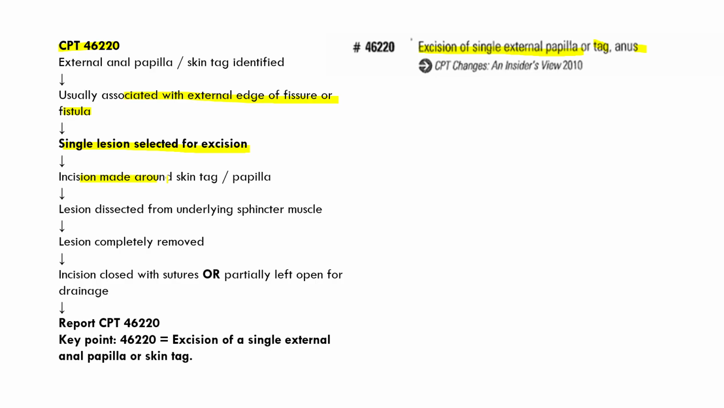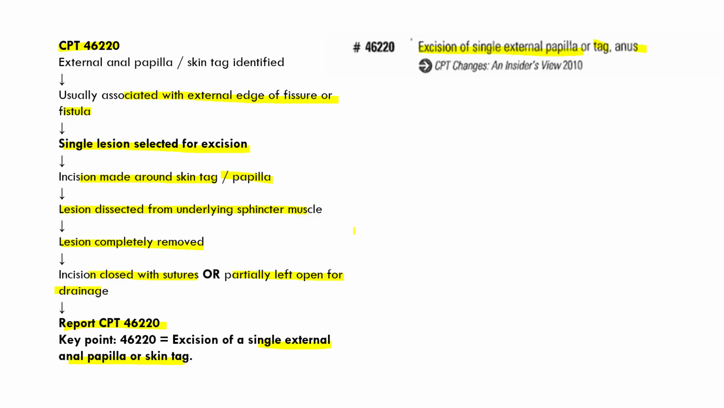Okay, he is making an incision around the skin tag or papilla. He will dissect the lesion from the underlying sphincter muscle. He will completely remove that external papilla, and then after that he will close the incision with sutures, or it is partially left open for drainage. Then in that case we will report CPT 46220 for the excision of the single external anal papilla or a skin tag. Okay, I hope you are clear on the excision of the external papilla.